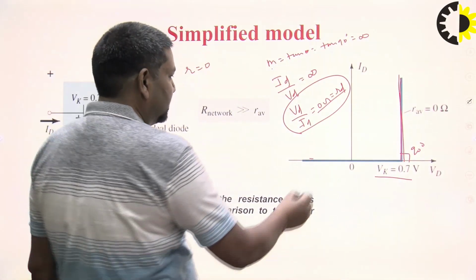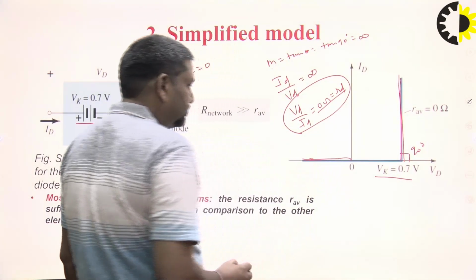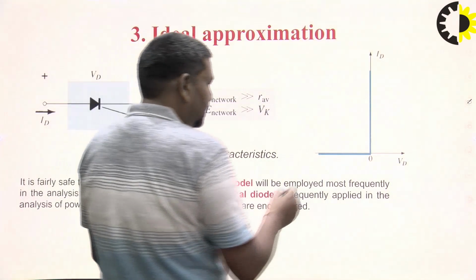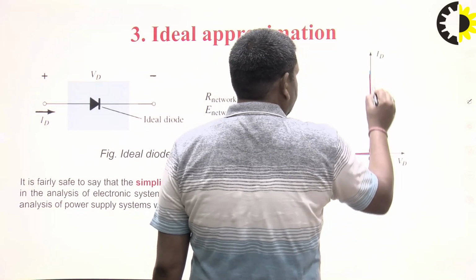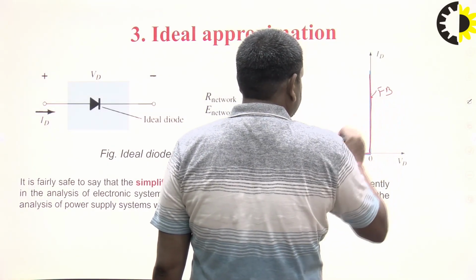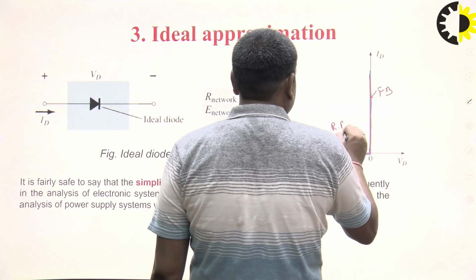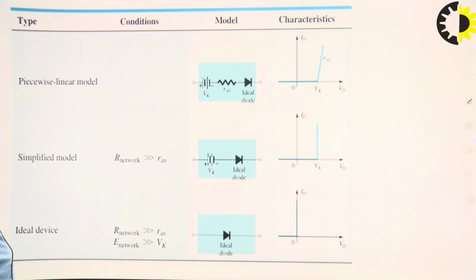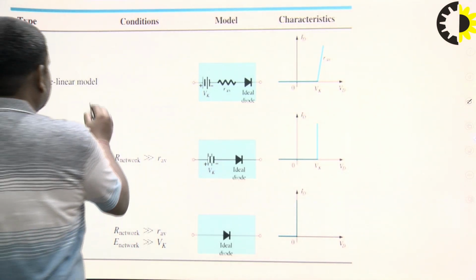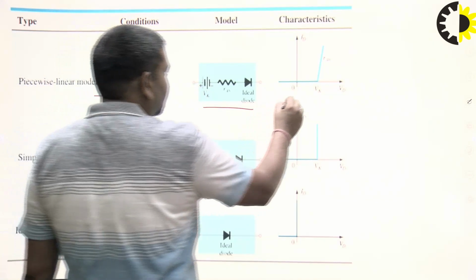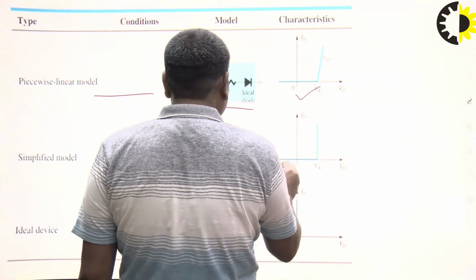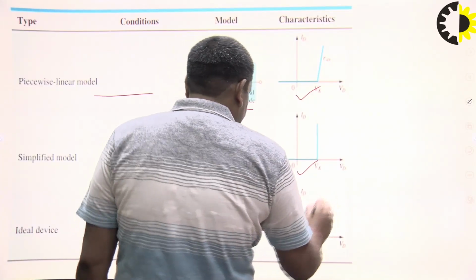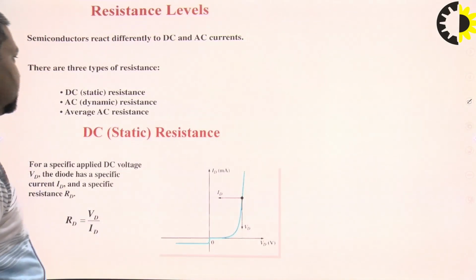But in the reverse bias condition, you see that this is 0 volt. So this is the ideal approximation. I already discussed this ideal characteristic. This is forward bias condition. This is reverse bias condition. So we have discussed here the piecewise linear model. This is the linear model, and this is the IV characteristic. This is the simplified network. This is the IV characteristic. This is the ideal device. This is the ideal characteristics of that particular diode.